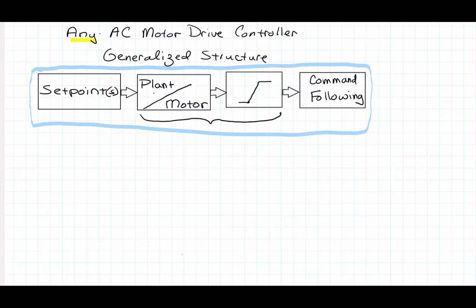And so this is pretty common, these 4 blocks for any drive. What they consist of is that, first of all, you've got set points, and the set points may be generated from a human interface command that they want the motor to follow, or they might be generated by a plant process of some kind that is calculating the set points needed for the motor to achieve its objectives.